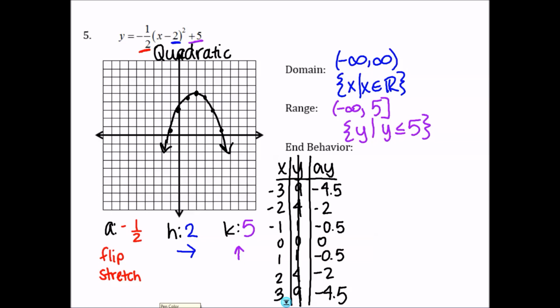Then the last thing we need to write is the end behavior. As x approaches negative infinity, f of x approaches blank. And as x approaches positive infinity, f of x approaches blank. So if we look at both ends of this function, on the left side and the right side of the parabola, the arrows are pointing down. So both of these will be negative infinity.